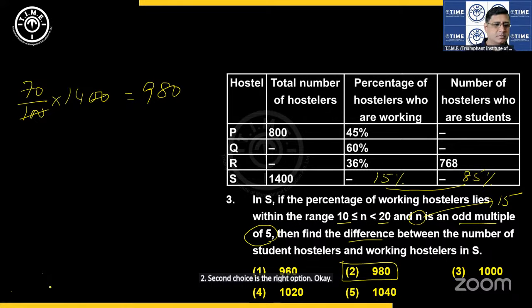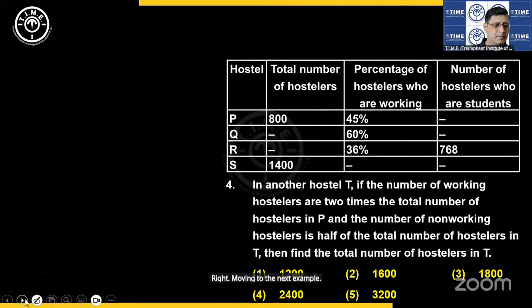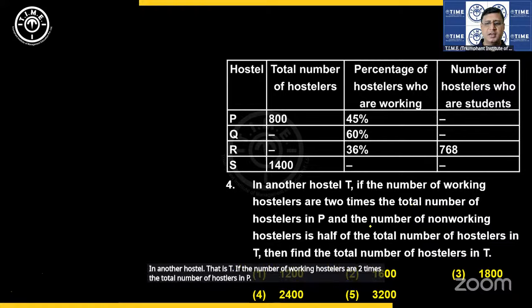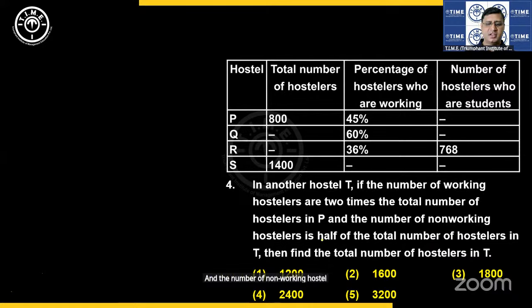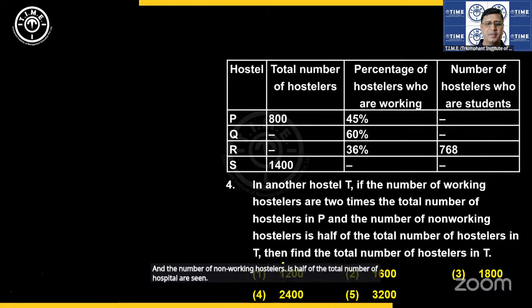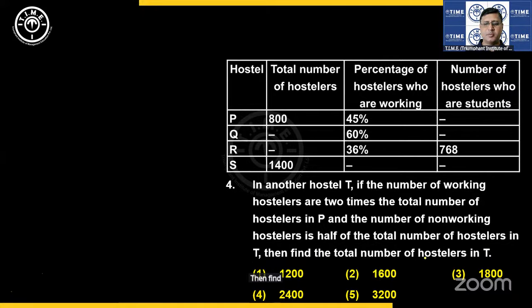Right. Moving to the next example. In another hostel, that is T, if the number of working hostelers is 2 times the total number of hostelers in P, and the number of non-working hostelers is half of the total number of hostelers in T, then find the total number of hostelers in T.